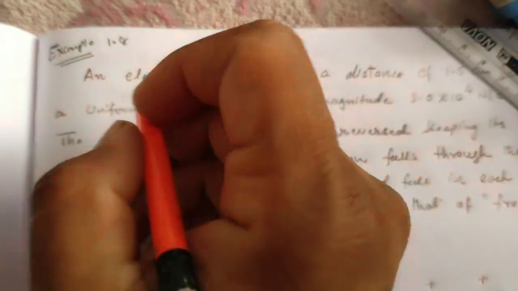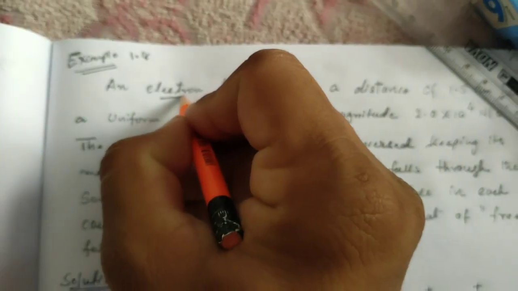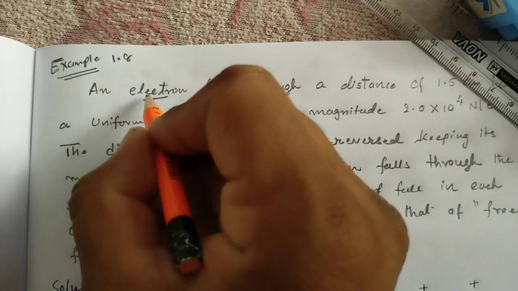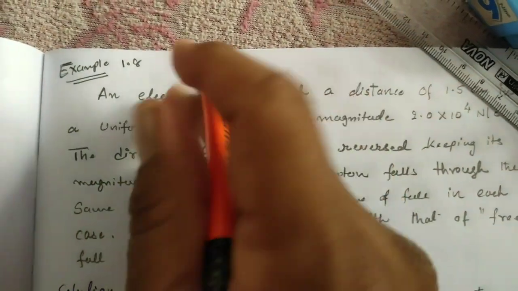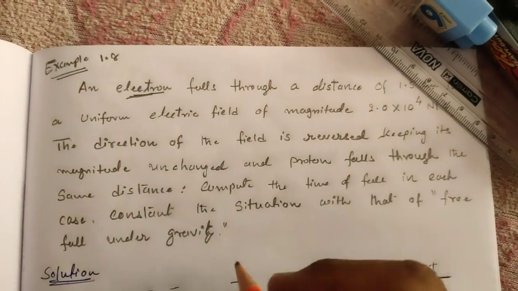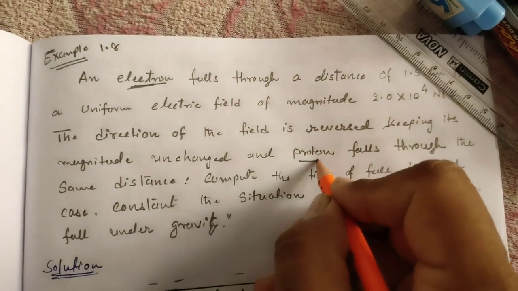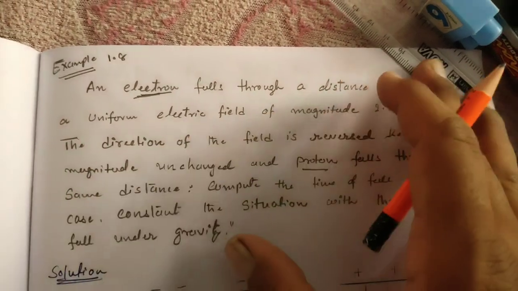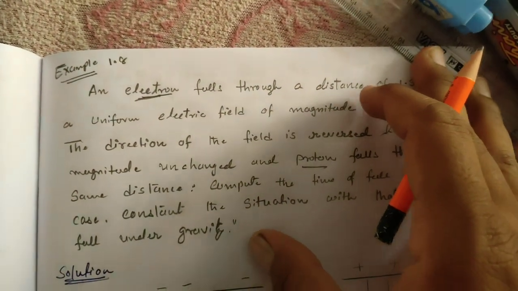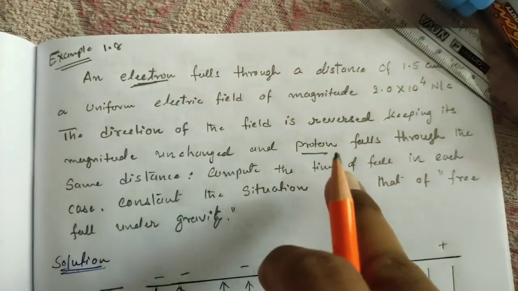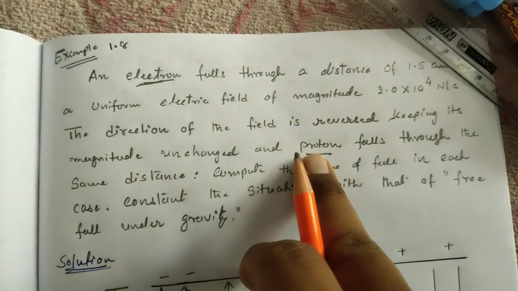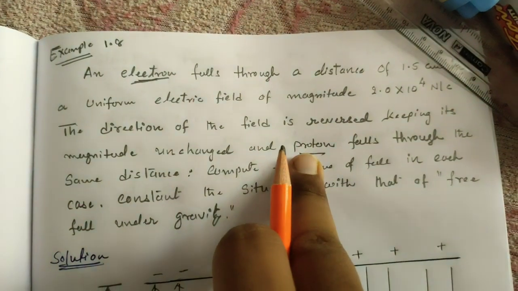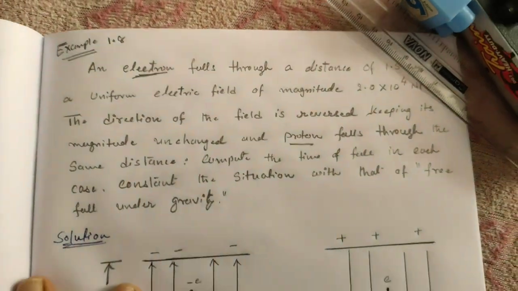Okay, so here we have two situations. Out of them, the first one is the electron, that let us see first. Another situation is the proton. Over here I am going to give the solution for only the electron. For the proton, you have to find it yourself. That is your homework for today. Now let us see again.